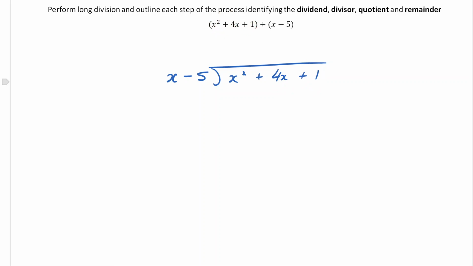So I've got my divisor here, x minus 5, and then I've got my dividend, x squared plus 4x plus 1, which is right here. And now I'm going to perform my polynomial long division. So wish me luck. Okay.